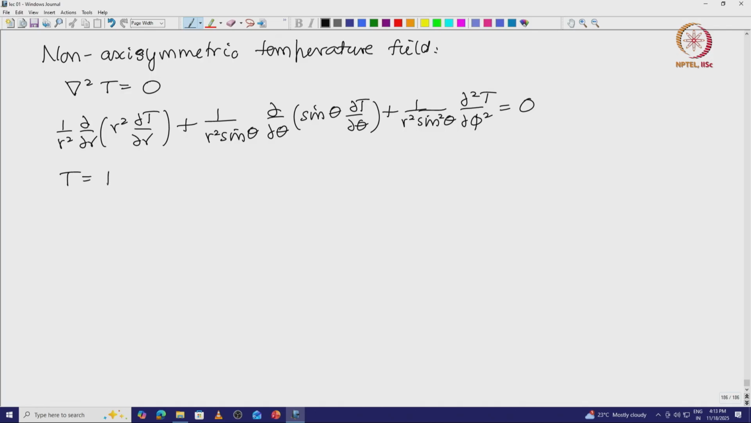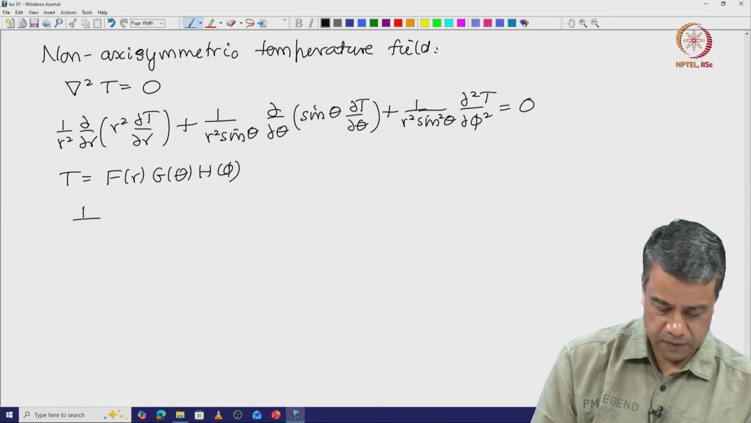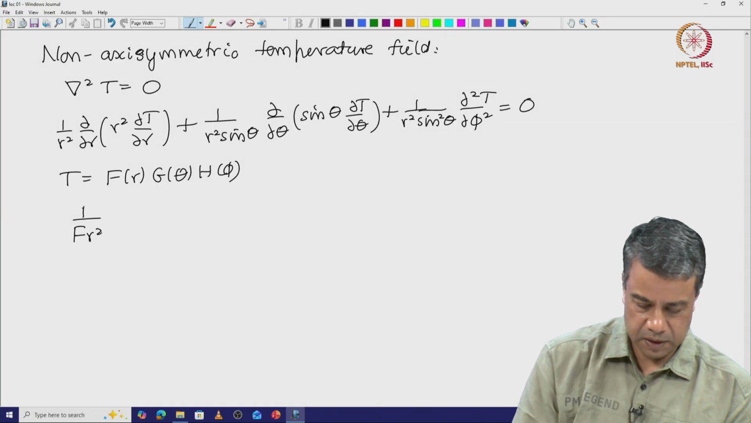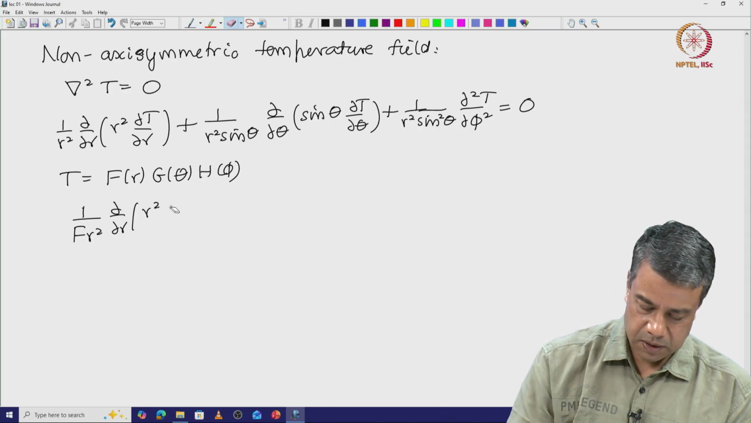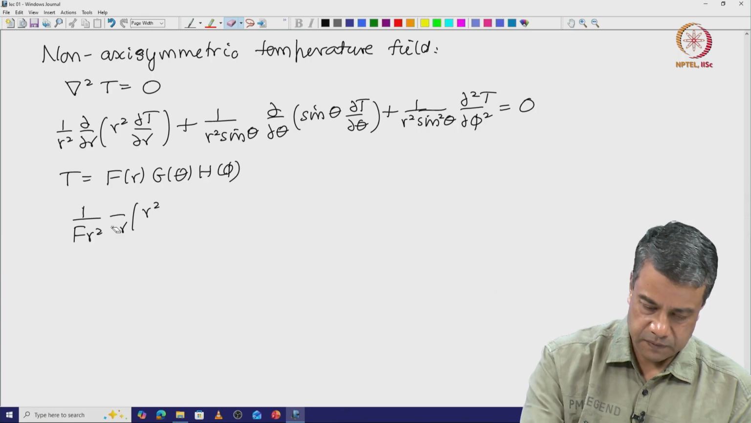T is equal to f of r g of theta h of phi. Substitute into the equation and divide throughout by f g h, and I will get 1 over f r square d by dr of r square. I should use total derivatives here because f is only a function of r.